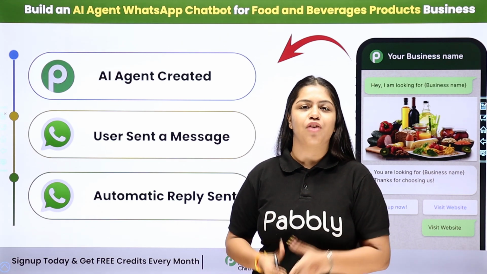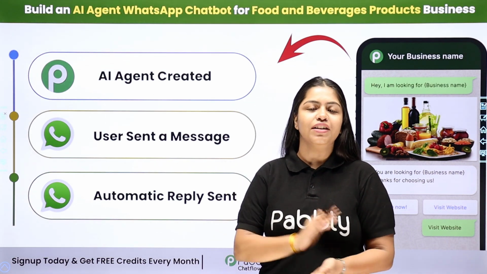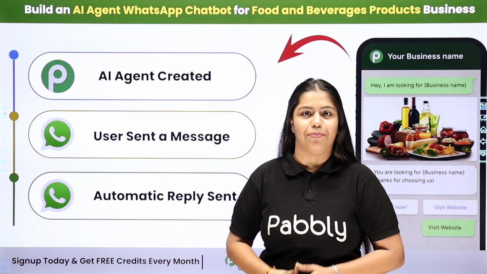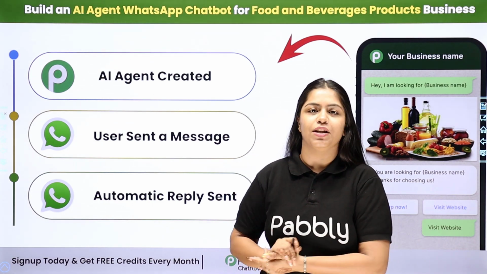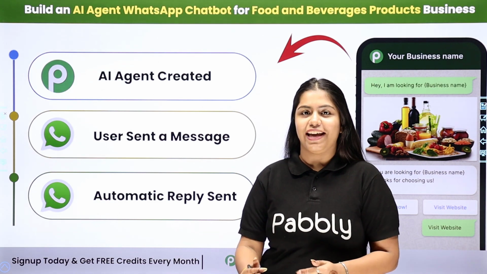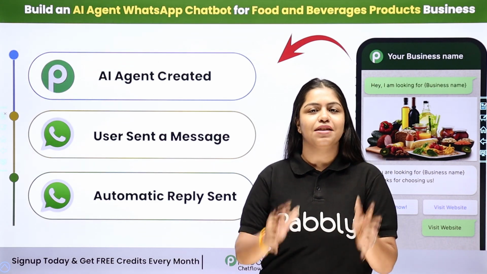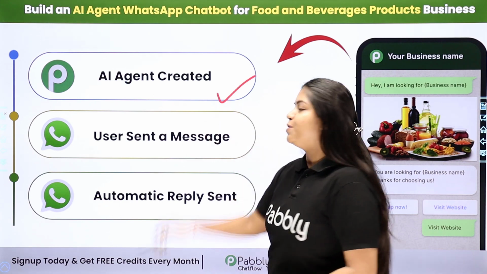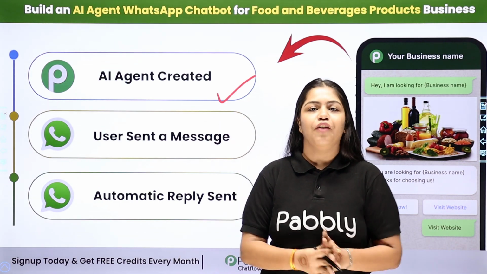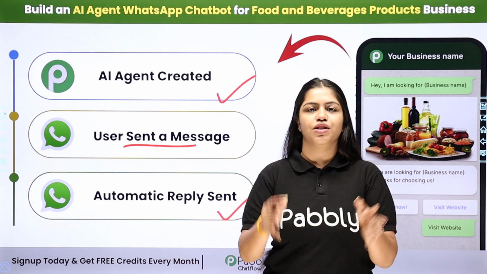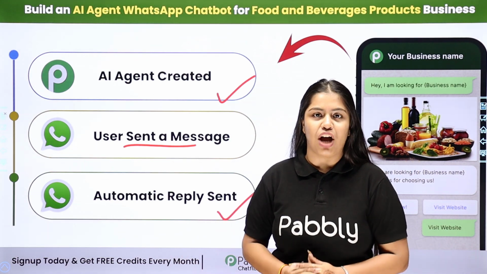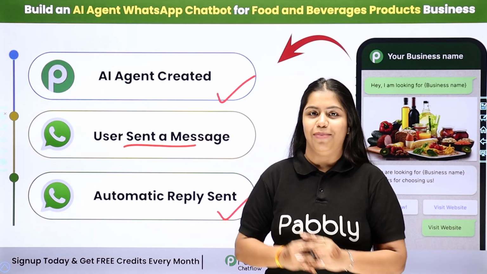Like you, I'm also running the same business and we regularly receive user queries on WhatsApp. But it is such a time consuming and tedious task to reply to those same WhatsApp messages over and over again. So to solve this problem, I've simply created an AI agent using Pabbly Chatflow, and now whenever my user sends me a message, an automatic reply will be sent to my user using the same WhatsApp chatbot which I've created using Pabbly Chatflow.